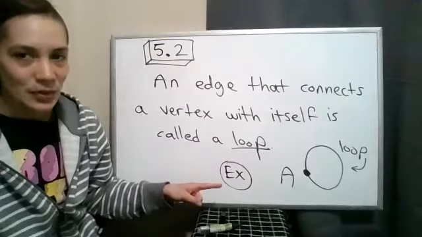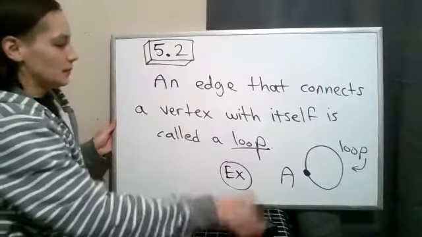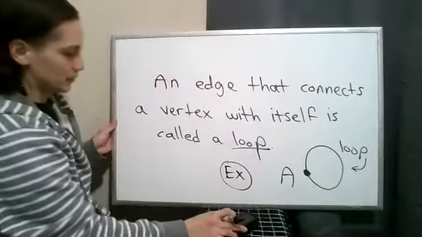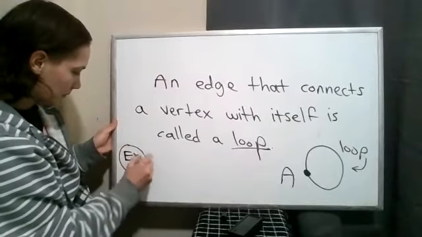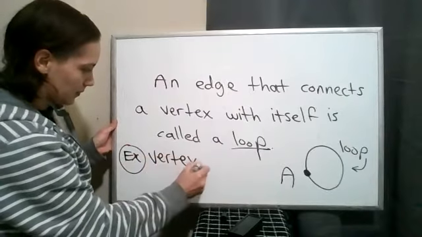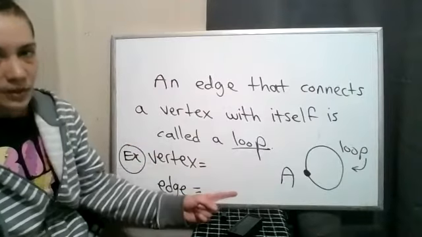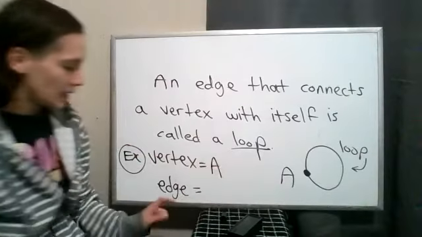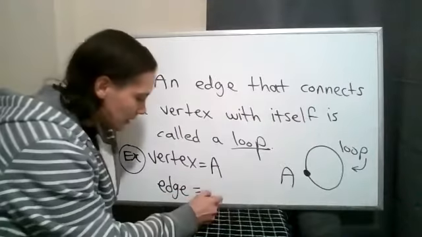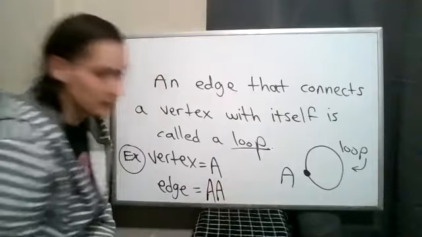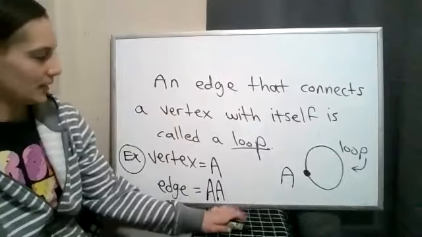Okay, in this example, let's write down what the vertex is and what the edge is. The vertex is the dot, which we called A. The edge is going to be AA, so A next to A. Cool. Let's do another one.